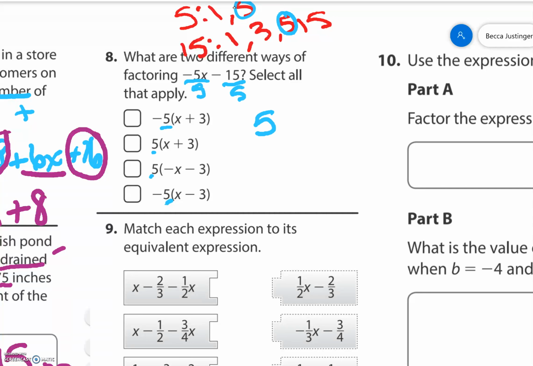When I divide out the 5, I know it doesn't disappear. Negative 5x divided by 5 is negative 3x. Negative 15 divided by 5 is negative 5. So I have that answer.